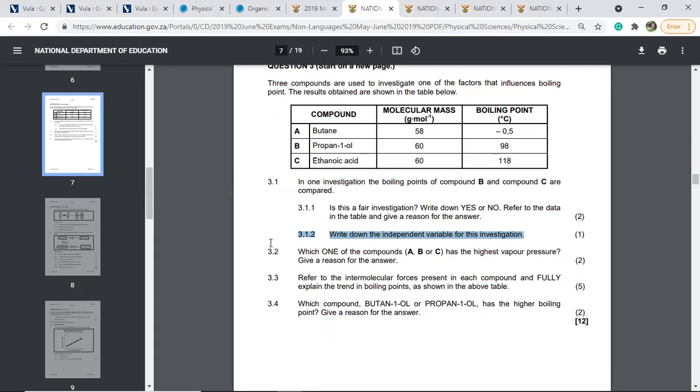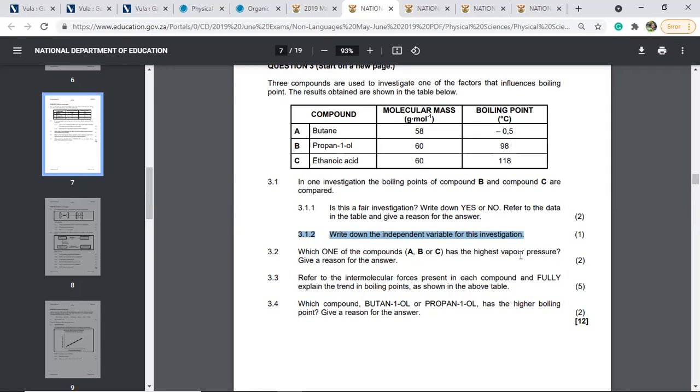And then 3.2 asks us, which one of the following compounds, A, B, and C, has the highest vapor pressure? Now, what is vapor pressure? Actually, the definition of the boiling point, since it's the thing we're investigating here, is that it's that temperature where the vapor pressure and the atmospheric pressure are the same.